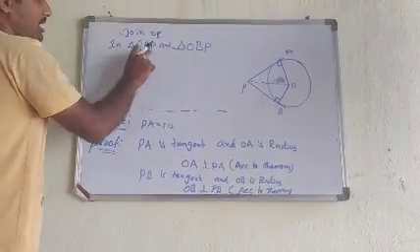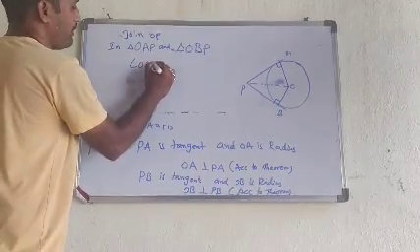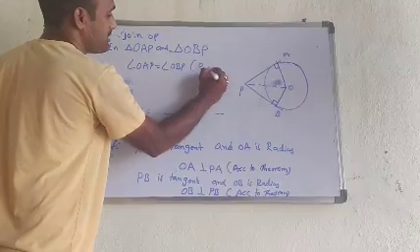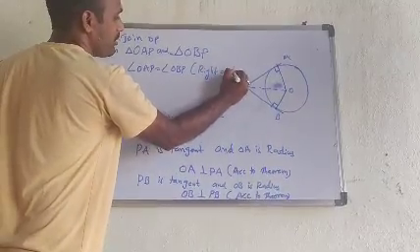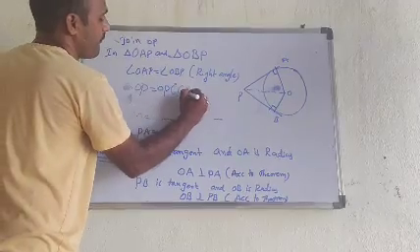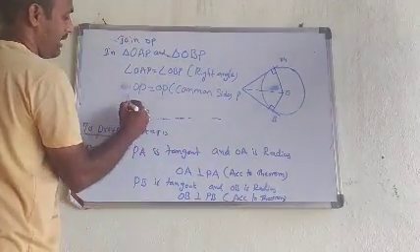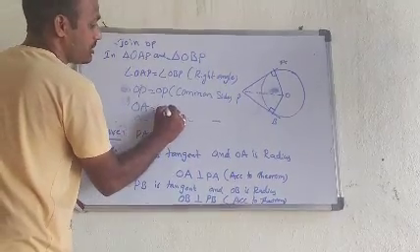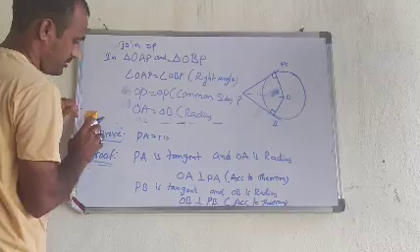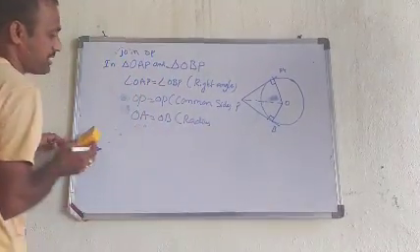If you observe triangles OAP and OBP, angle OAP is equal to angle OBP. Why? Because these two are right angles. And OP is equal to OP, because this is a common side. And OA is equal to OB, because these are radii of the circle.